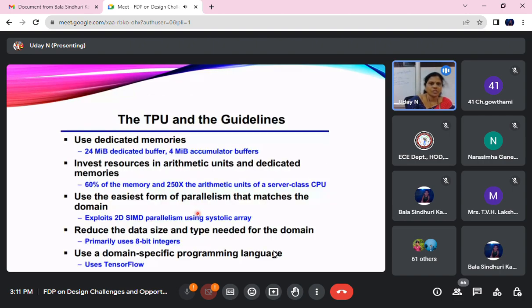And following the guidelines for any domain specific application, this is using a 24 million bit dedicated buffer, 60% of the memory, and 250 times the arithmetic units of the classic server CPU. And it has a two-dimensional SIMD parallelism because of the usage of the systolic array, and it just uses 8-bit integers, because of which the reduction of data size is possible, and it uses TensorFlow as a domain-specific programming language.